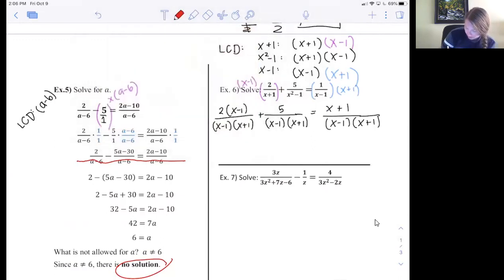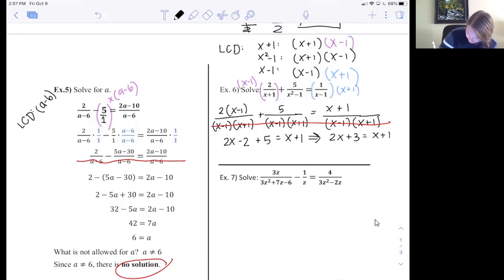So I've got my denominators the same, so I'm just going to cross them out. And I'm just going to look at the top. So I'm going to multiply this 2 out. So I'll have 2x minus 2 plus 5 equals x plus 1. And then I'm just going to rewrite this combining like terms to be 2x, negative 2 plus 5 is plus 3. And then that equals x plus 1.